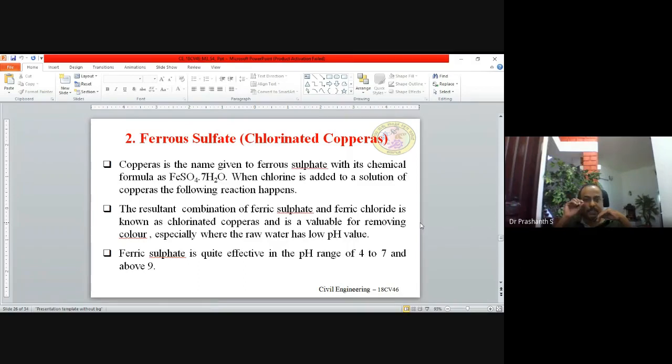Chlorinated copperas is valuable for removing color. Color is also because of very fine colloidal particles present in the water. It is very helpful when the pH of the water is low, and is quite effective in the pH range of 4 to 7 and above 9. So the resultant combination of ferric sulfate and ferric chloride is called chlorinated copperas. You get this when chlorine is added to copperas. Copperas is nothing but ferrous sulfate.